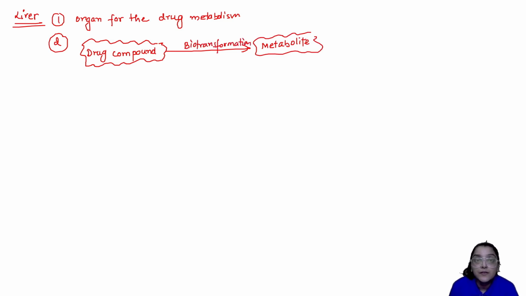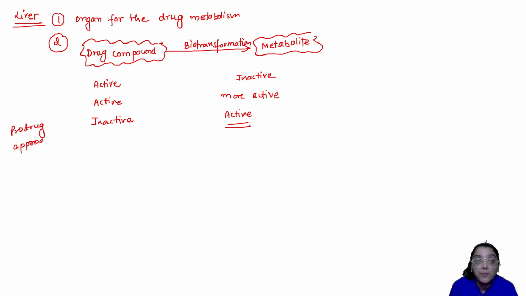If the drug compound is active, there is a possibility that the drug metabolite can become inactive after biotransformation. There is also a high chance that if the drug compound is active, the metabolite becomes more active after biotransformation, or if the drug compound is inactive, the metabolite gets active. This is the prodrug approach, right? That is, the drug after biotransformation actually turns out to be more active than the parent compound.